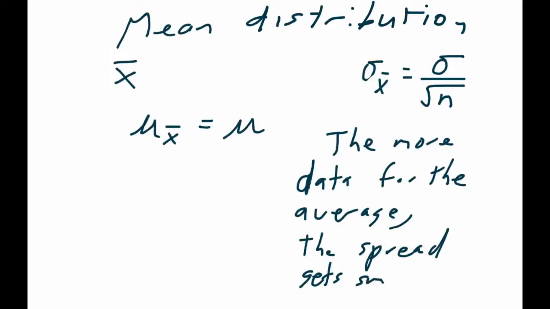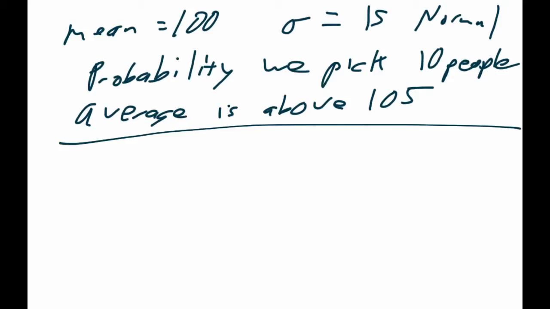And so in class we talked about how this happens and why this happens, and it happens no matter what, as long as the trials are independent, as long as everything's independent. So let's say we have an IQ test where the mean is 100 and the standard deviation is 15, and for these problems, for right now, we're just going to say that they're approximately normal. Normal, and probability that we pick 10 people and that the average is above 105.